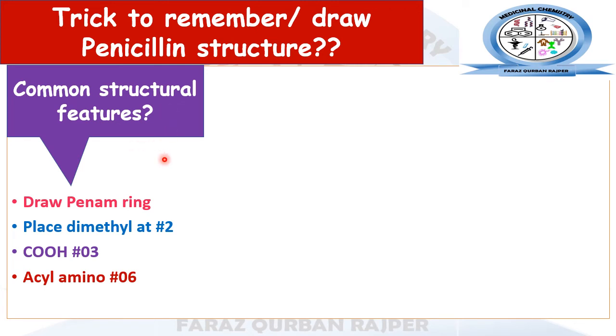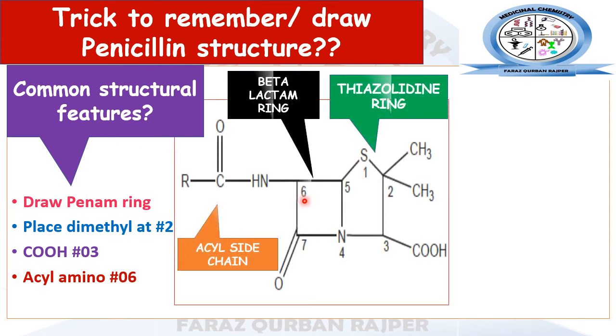First of all, for drawing the chemical structure of any of the penicillins, you have to draw the penam ring nucleus. The penam ring nucleus is basically the composition of two heterocyclic rings. One is the beta-lactam ring that is fused with the thiazolidine ring. So you have to draw this penam ring nucleus. This is the beta-lactam ring, and this one is the thiazolidine ring.